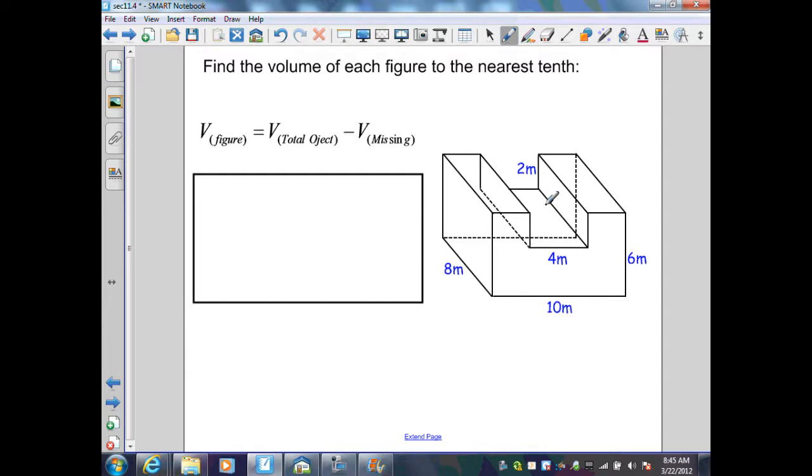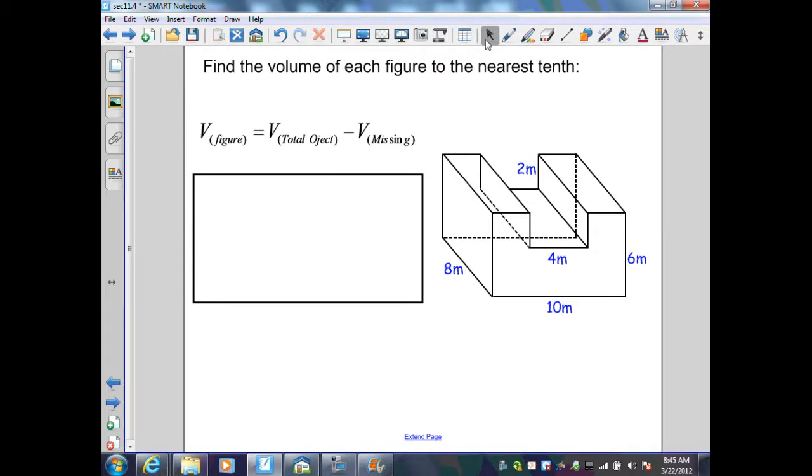To solve this problem, I want to find the volume of the figure. To do that, I'm going to find the volume of the total object. I want to find that volume by assuming this chunk of rectangular prism is not taken out. So therefore, I'm going to use 8 by 10 by 6. Then I'm going to subtract out the missing part, which is the small prism taken out on top, which is 4 by 8 by 2.